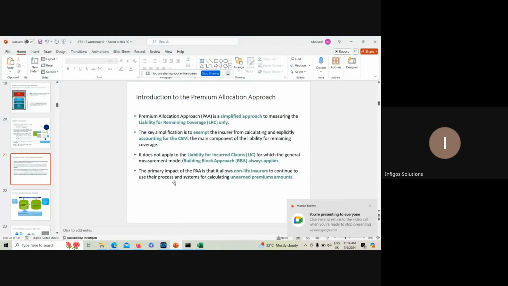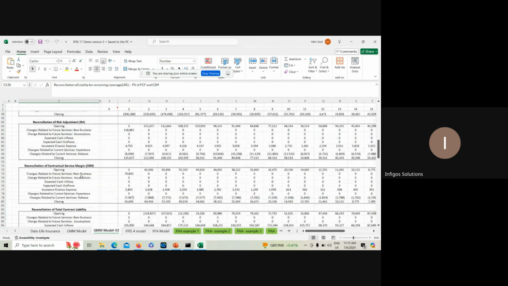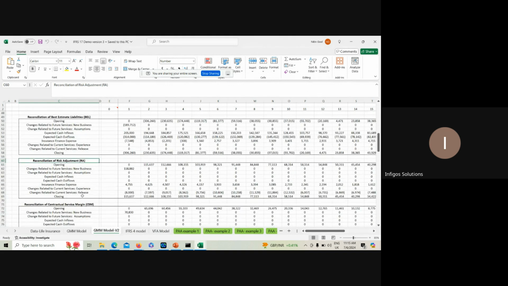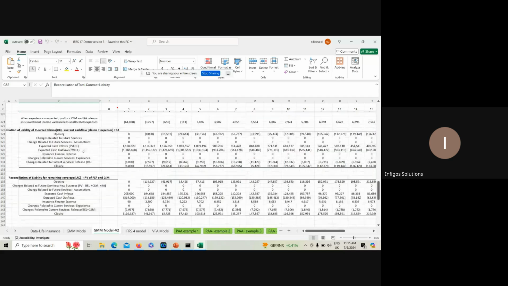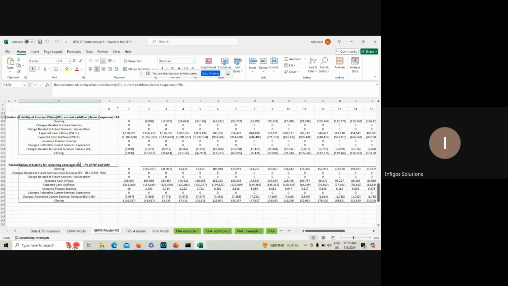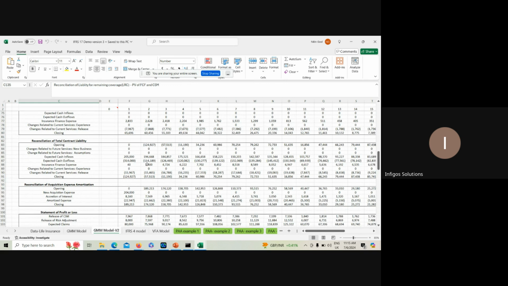Sorry. So there are two components of liability. One is the liability for incurred claims. Liability for incurred claims has to do with the past claims. Then there is liability for the remaining coverage. So I was telling you, you sum these three, BEL, RA, and CSM, and you will reach the total liability. In the same way, you sum these two, LIC and LRC, liability for remaining coverage, and you should reach the total contract liability. So this is again an IFRS 17 requirement.